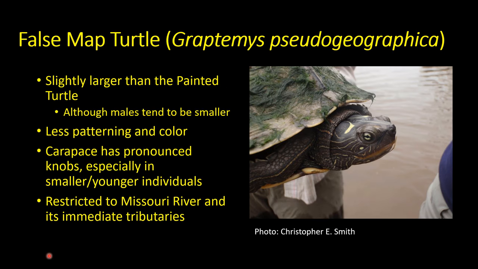Next is the false map turtle, Graptemys pseudogeographica. These are slightly larger than the painted turtle, although again, females tend to be larger than males, so the male map turtles will fall well within the range of the painted turtle. They're not as vividly patterned or colored, right? The carapace, or top shell, has a pronounced sort of knob or ridge, especially in juveniles. And they really have quite a small restricted range in North Dakota. They're restricted to the Missouri River and immediate tributaries.